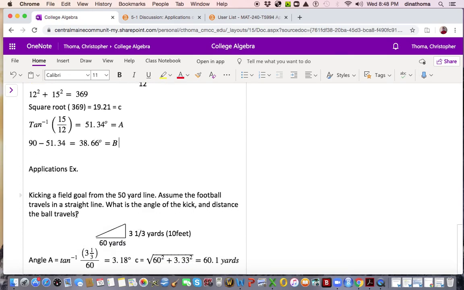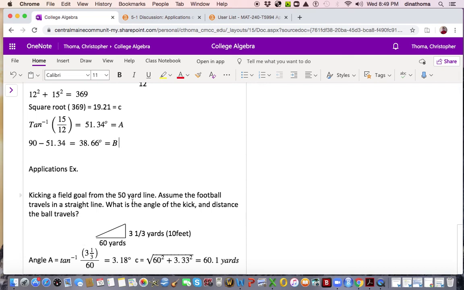And we'd have some huge assumptions here because we are doing a right triangle. But say we're kicking a field goal from the 50-yard line. And we have to assume that the football travels in a straight line, which anyone who watches football knows it does not, but we're going to stick with it because we're doing right triangles. When you take pre-calc, then you can get into the fun analysis when it doesn't follow a straight line. But for us, we're going to stick with the straight line. What is the angle of the kick and the distance the ball travels?